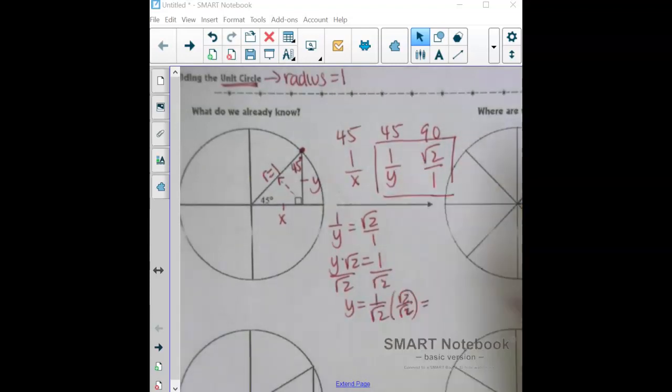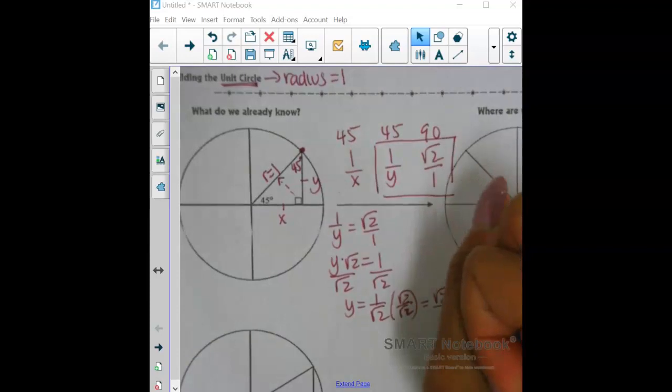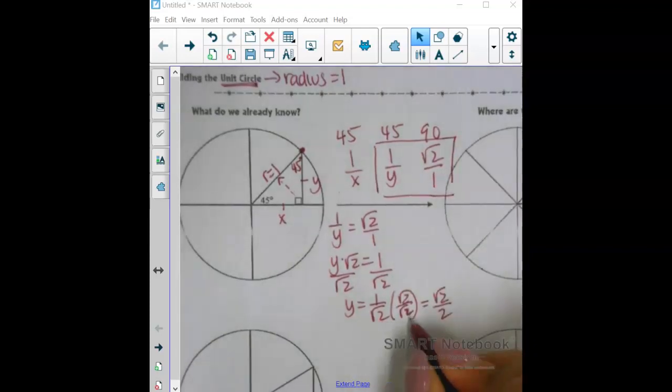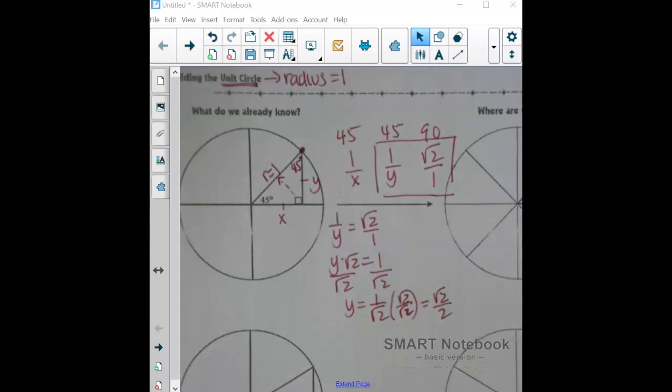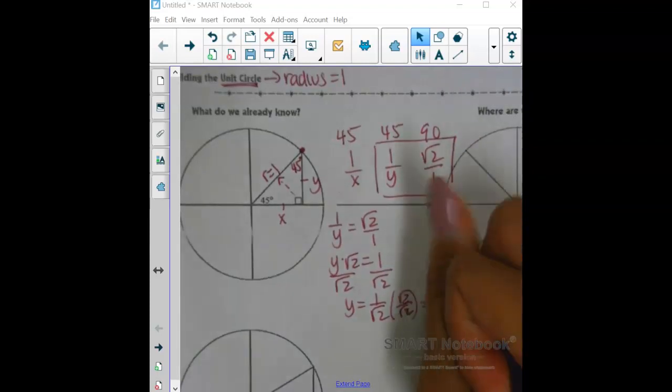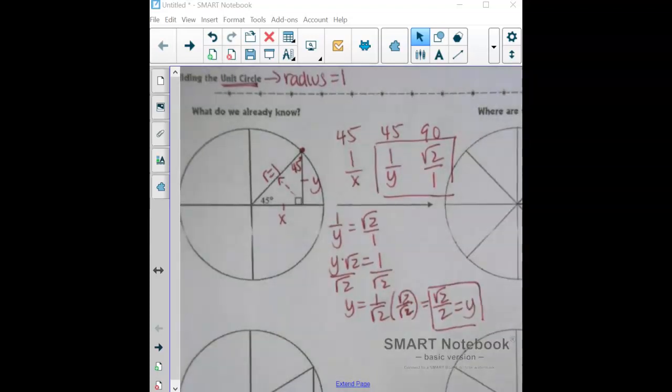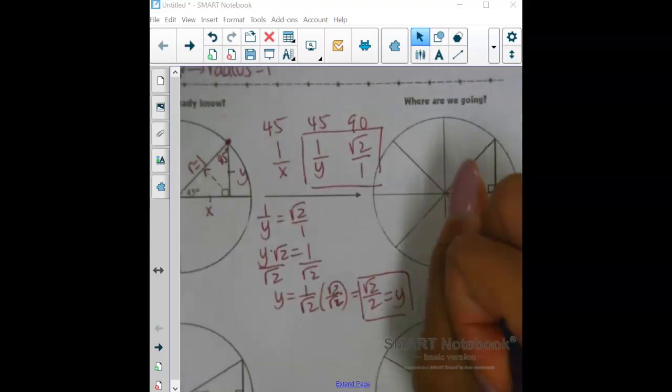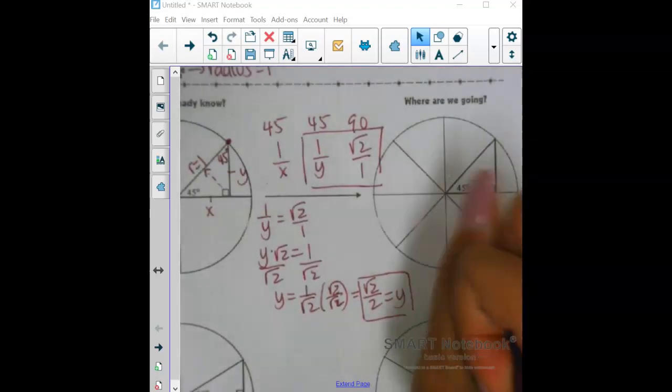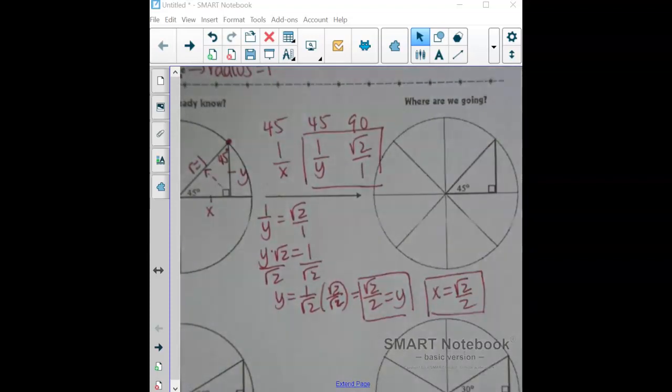You're good. So this will give me the square root of 2 over just 2, because the square root of 2 times the square root of 2 is the square root of 4, which is just 2. This is my y value. What does that mean? It's a side length, but it's the same as what? Look at your graph. It's the same as x. So x is also going to equal the square root of 2 over 2, because you know it's an isosceles triangle.